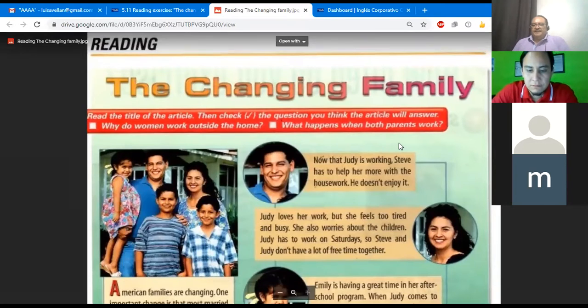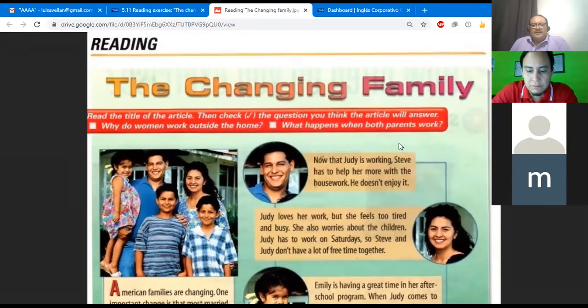Okay, the changing family. Read the title of the article, then check the question you think the article will answer. Okay, there are two questions below. Why do women work outside the home? And what happens when both parents work? What do you think the article is about? About women working outside the home or when both parents work? The first one or the second?